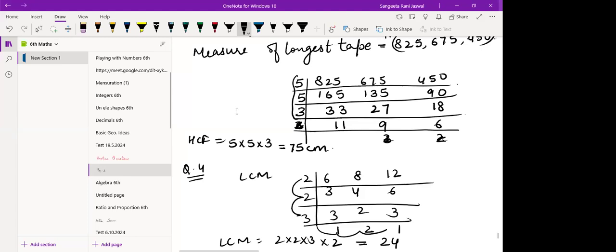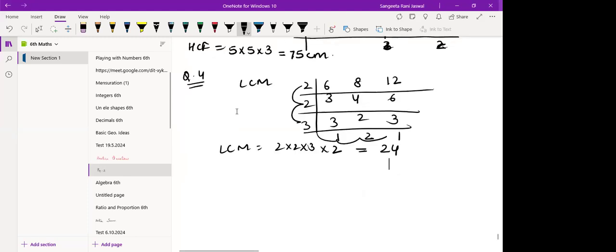Okay, but we need the smallest 3-digit number, no? So we'll see the multiple of 24 which is the smallest 3-digit number. Okay. So let's multiply 24 by 2 and see what we get. We get a 2-digit number, 48, right? So if I multiply this with 3, what will I get? This is 72. If I multiply with 4, what will I get?